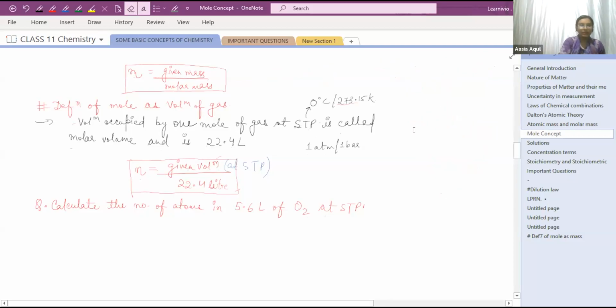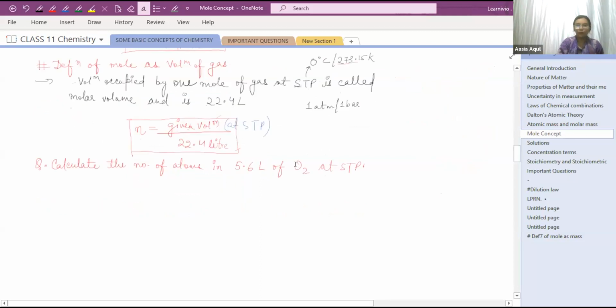Next, see the definition of mole as a volume of gas. If the volume of gas is given, then how can we define the mole? So it is known as molar volume, right? The volume occupied by 1 mole of any gas.